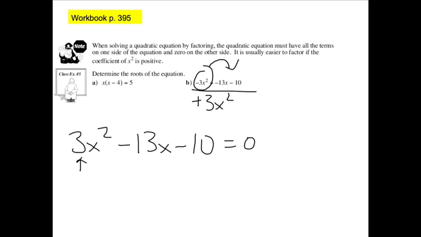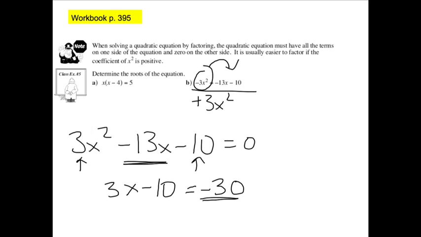Multiply the first and the third terms together, so you've got 3 times a negative 10 is equal to negative 30. Okay, so that's a negative answer, so we know that we're going to need a positive and a negative to make that work. In the middle, you've got a negative 13x, so we need a positive and a negative number that adds to give you a negative 13, but multiplies to give you a negative 30.